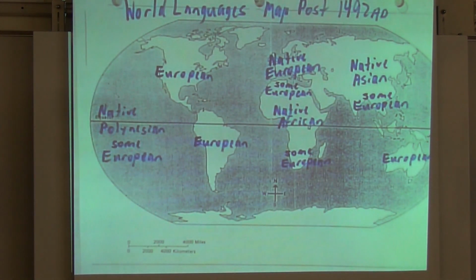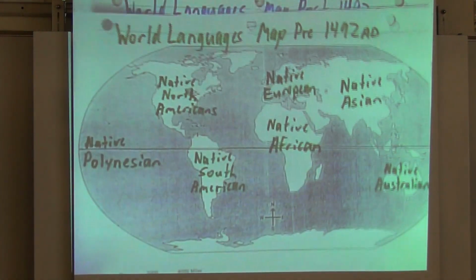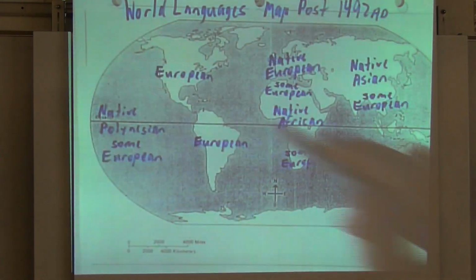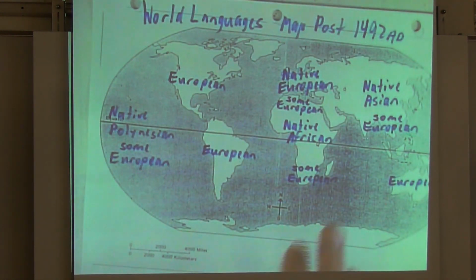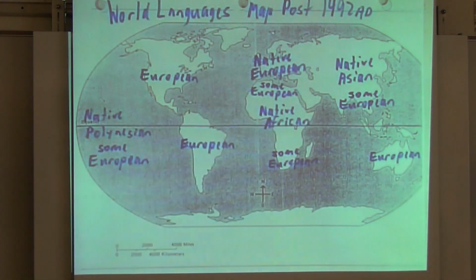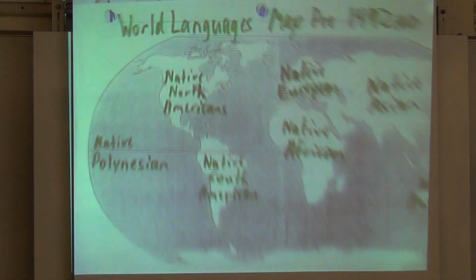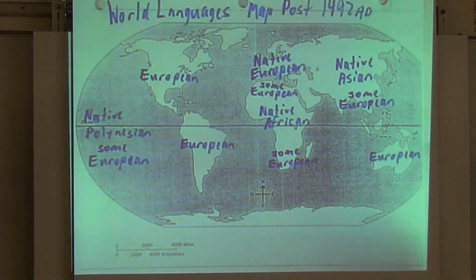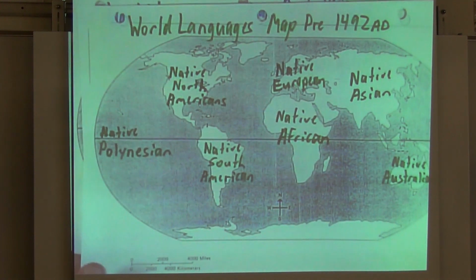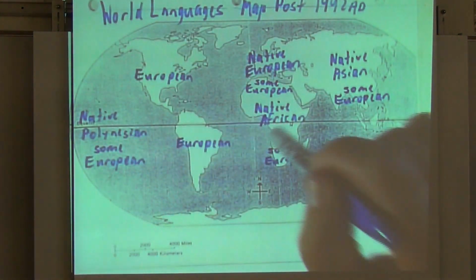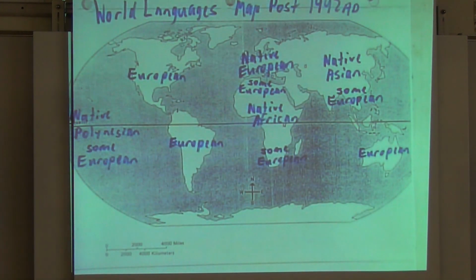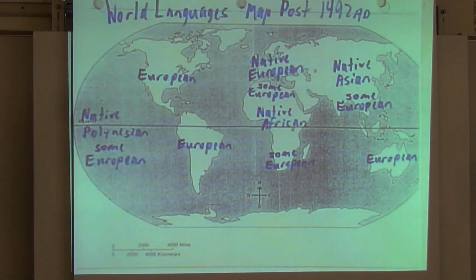It says European. Why doesn't it say North American, North American, North American? It doesn't, does it? It says European. Dare I say, why doesn't the map say Polynesian, Polynesian, Polynesian? It doesn't, does it? It says European.